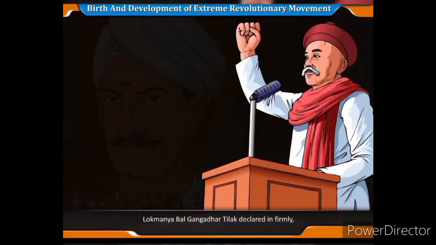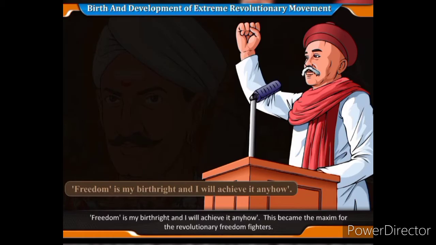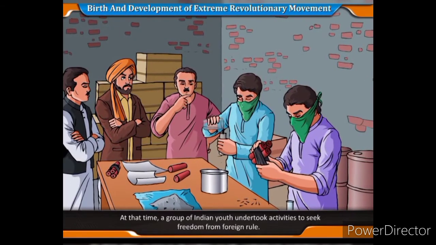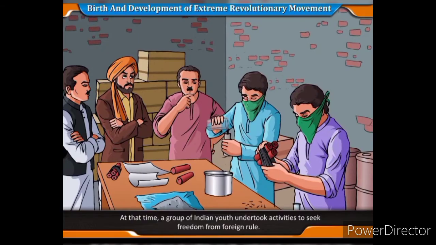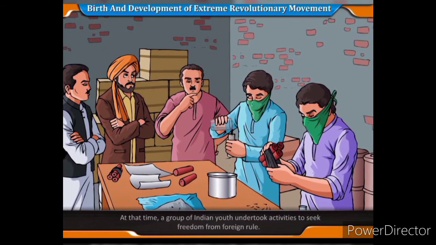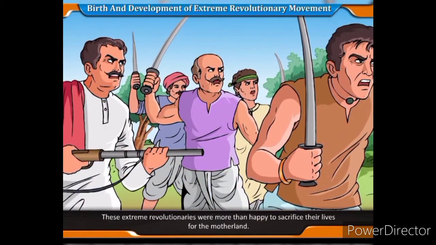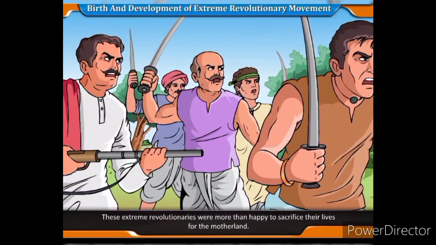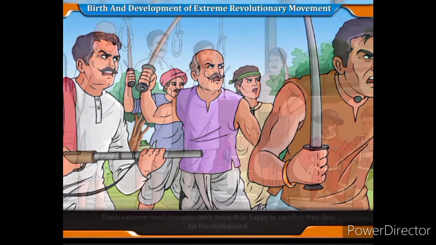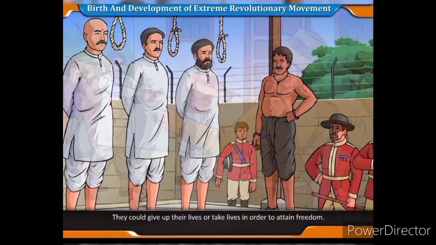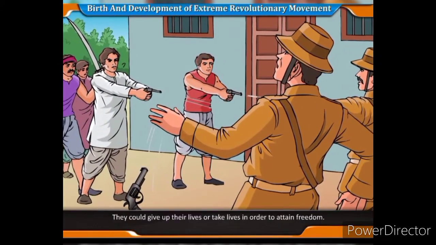Lokmanya Bal Gangadhar Tilak declared firmly, "Freedom is my birthright and I will achieve it anyhow." This became the maxim for the revolutionary freedom fighters. At that time, a group of Indian youth undertook activities to seek freedom from foreign rule. These extreme revolutionaries were more than happy to sacrifice their lives for the motherland. They could give up their lives or take lives in order to attain freedom.